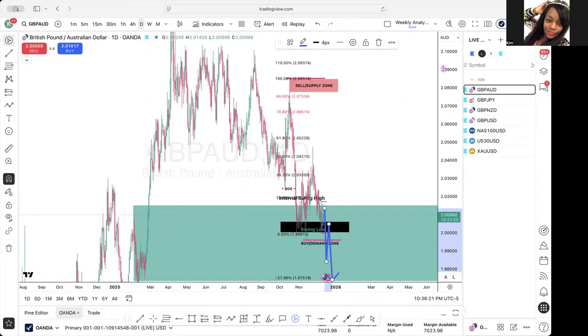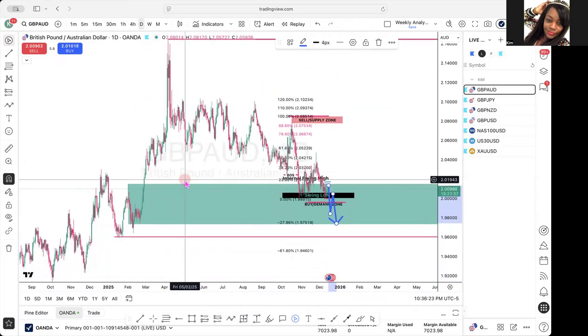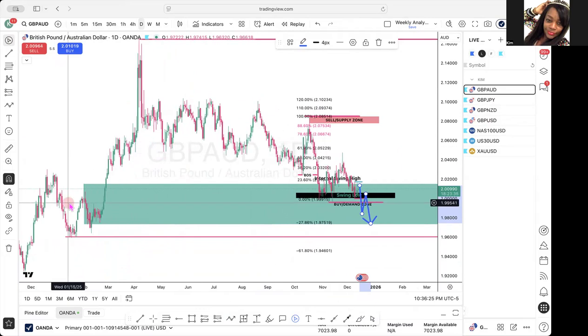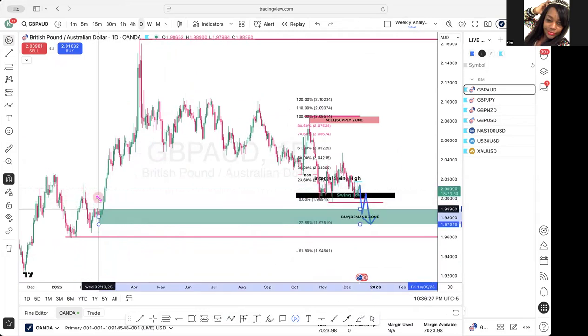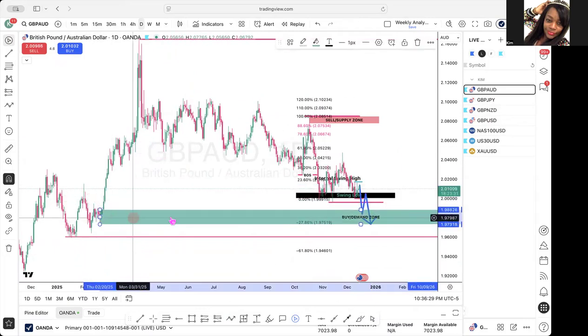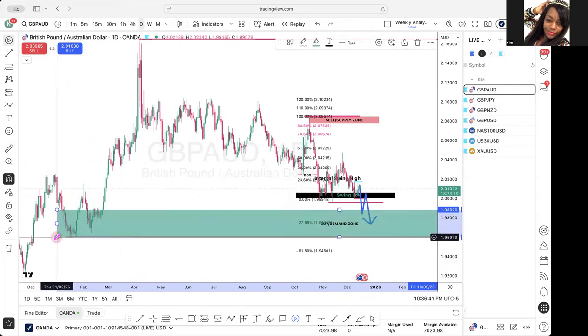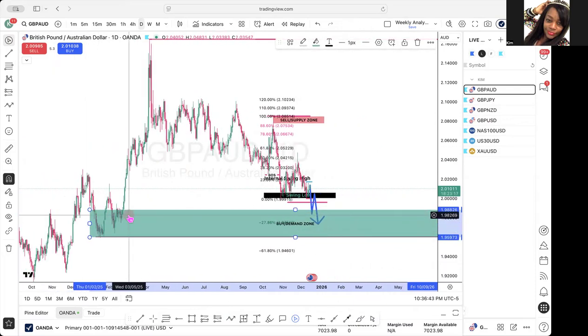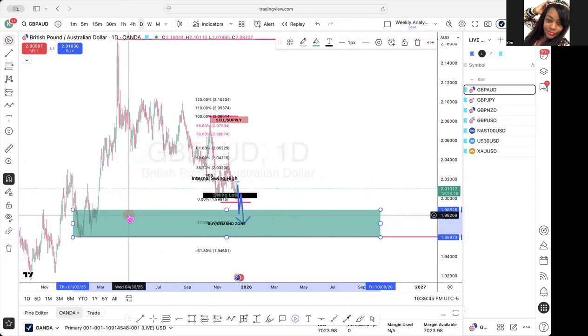Because if I go to my higher time frame, my true demand zone, and this is on the daily, right? So my true demand zone is somewhere here, somewhere in between here and the swing low. Remember, this is our swing low.